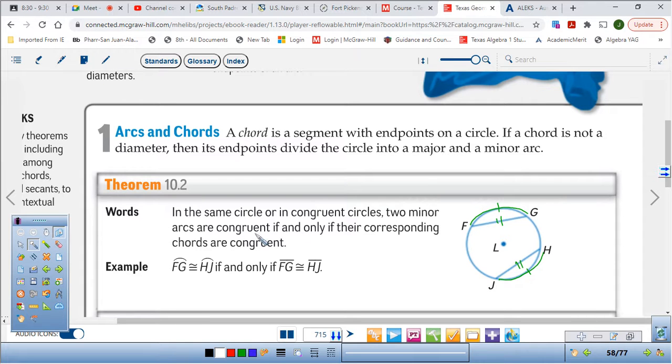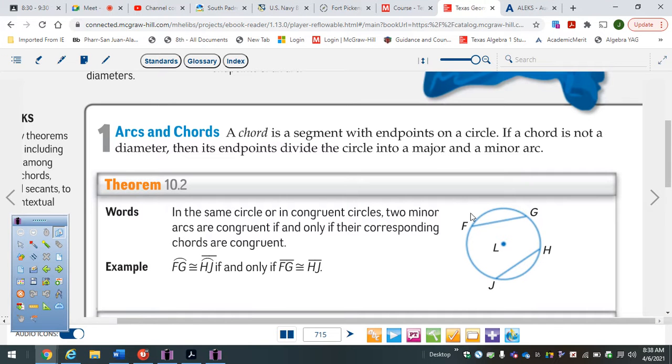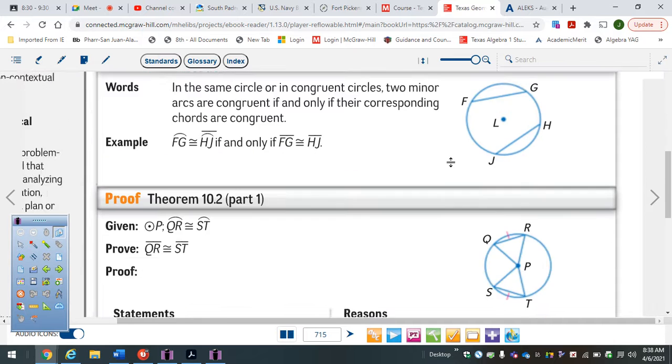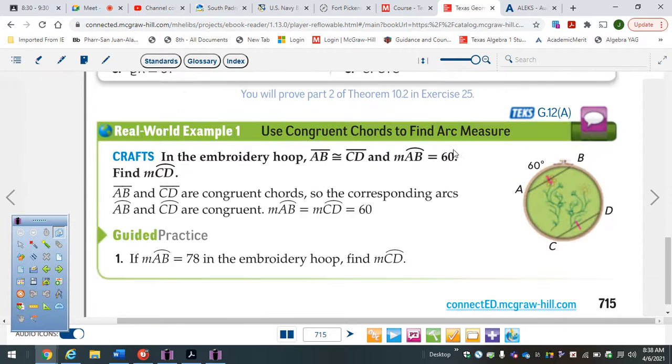Ready, guys? So let's go. Again, the main idea here is that this arc is congruent to this arc. The arcs are congruent, so let's put one line here, when their chords are congruent. And vice versa, if you think about it: if you know this chord is congruent to this chord, then the arcs are congruent. We're not going to prove that.